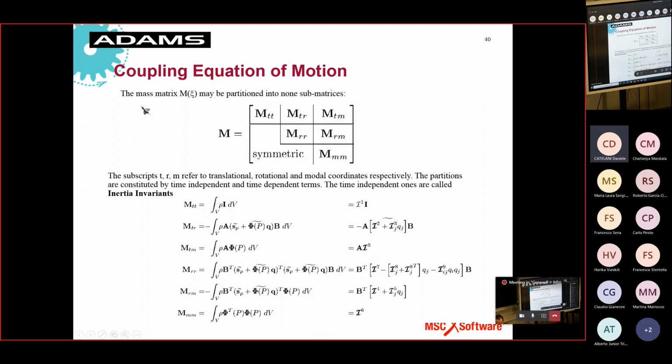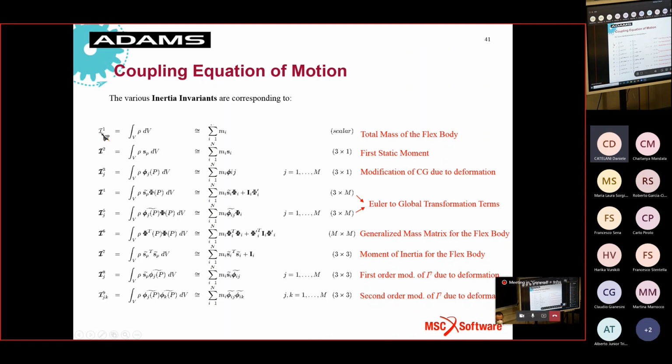Okay, thanks. So if we look better in detail at the content of the mass matrix, we can see how every component depends on rigid or elastic modal coordinates, and we can evaluate these inertia invariants. You see here the total mass of the body, inertia invariant number 1, the moment of inertia of the body, inertia invariant number 7, the first static moment, inertia invariant number 2, the mass matrix on every node, inertia invariant number 6, etc.